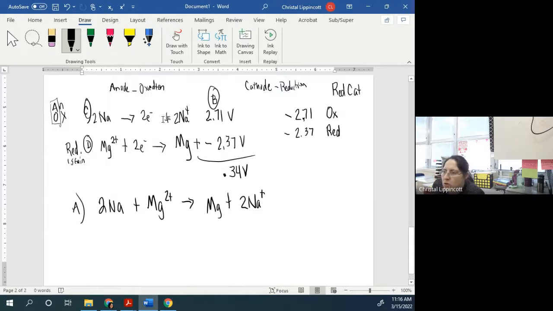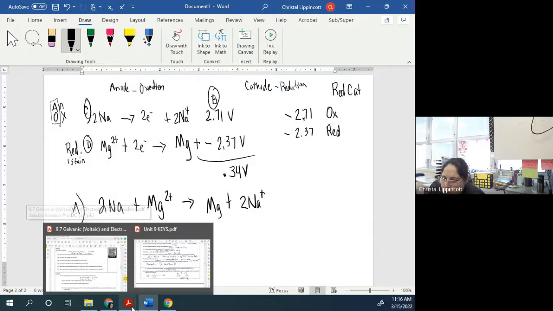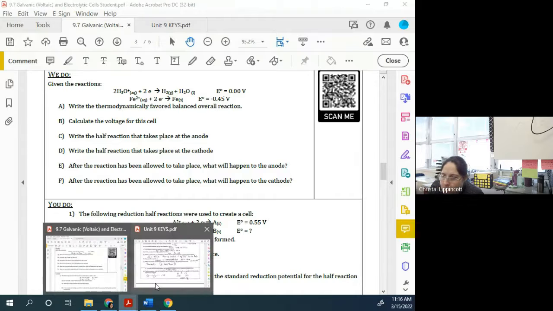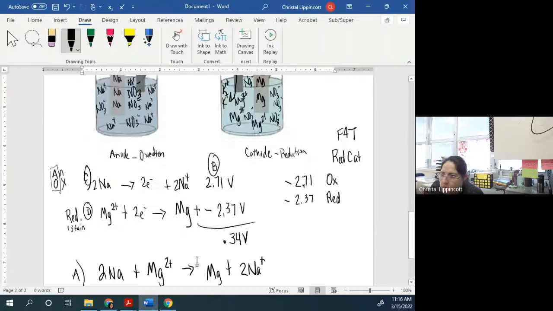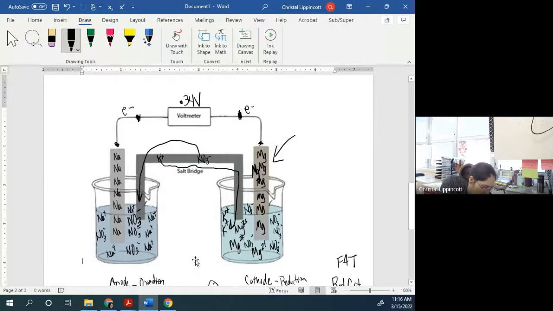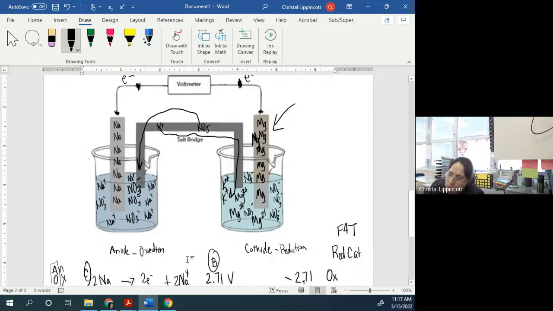Okay. Good? What's E and F then? E asks, after the reaction has been allowed to take place, what will happen to the anode? And that's what I was talking about. This is going to lose mass, and this will gain mass. So that's F. The cathode gains mass. The anode is going to lose. Go back to the C.